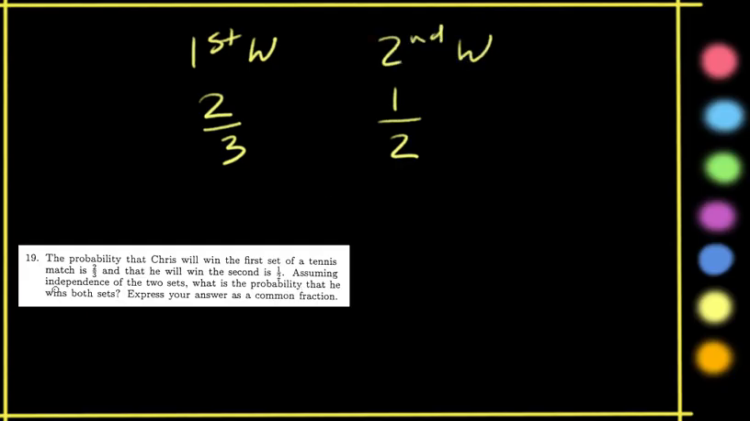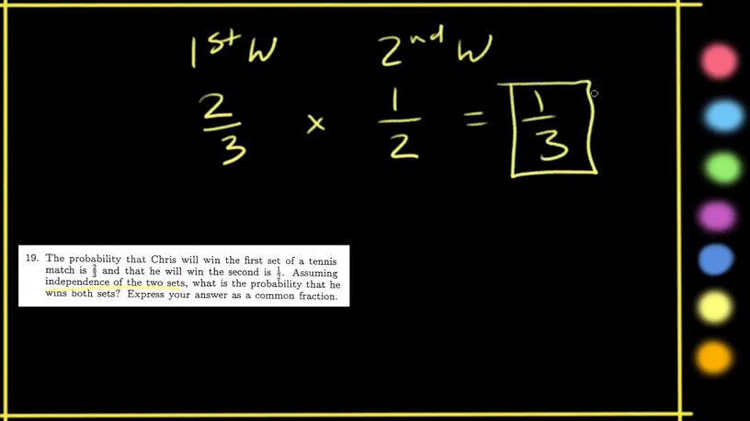Assuming independence of the 2 sets, what is the probability that he will win both sets? Express your answer as a common fraction. Okay, so we learned earlier that if 2 events are independent and you want to know the probability of both of those things happening, then you can just multiply the two probabilities together. So here we just multiply these two together. 2/3 times 1/2 is going to be 1/3, and that's our answer.